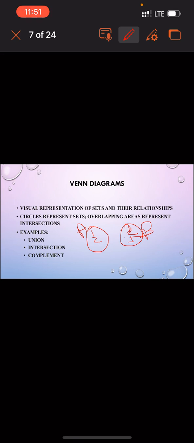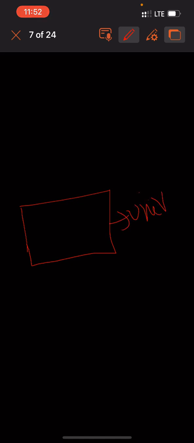So here we can represent the sets in a Venn diagram. This rectangle represents the universal set. Universal set means it is the biggest set. We can represent this universal set as U. Inside of the universal set, we have two sets, A and B.